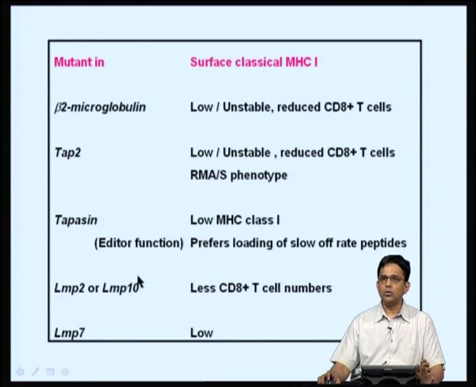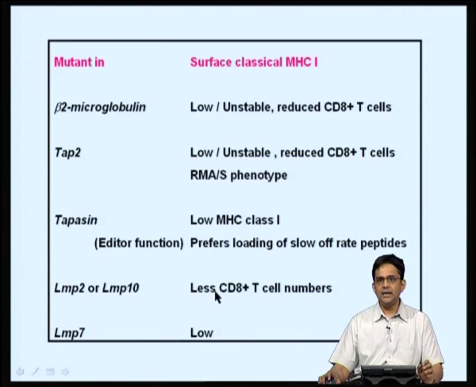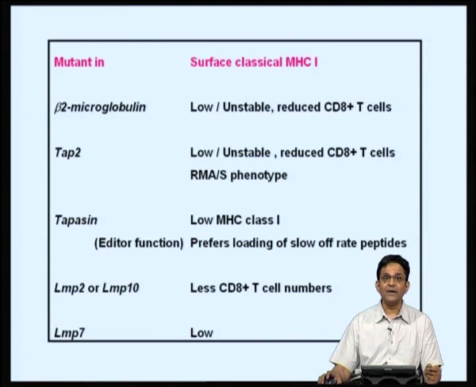Now, we had also talked about the proteasome subunits LMP2 and LMP10. Single knockouts of LMP2 or LMP10 result in lower CD8 positive T cell numbers, but MHC class 1 expression is not greatly affected. You just have fewer CD8 positive cells. In the LMP7 knockout though, MHC class 1 expression is low, but it is not as severely affected as in the TAP2 knockouts or in the beta 2 microglobulin knockouts. So, you have different consequences of this.